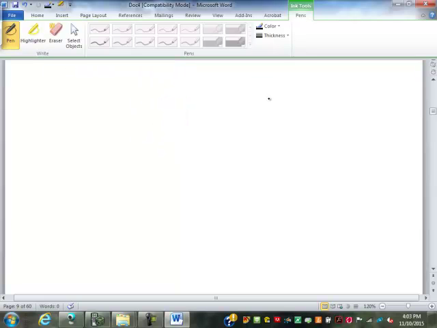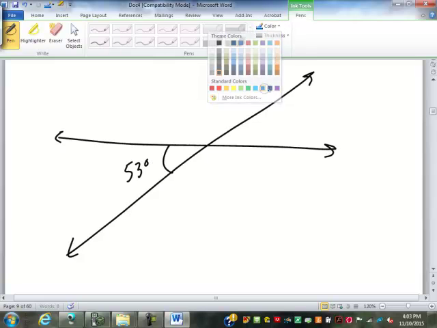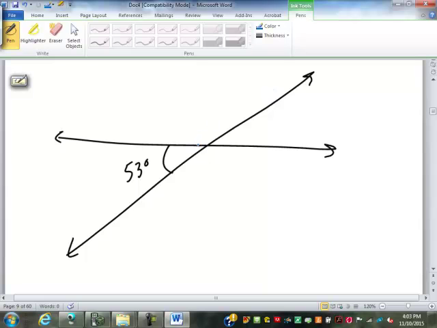So with this combination, especially with the supplementary angles, we can run into a set like this. If this angle here is 53 degrees, what else can I find out about this set of lines and the angles? Okay, this one here is also 53 degrees. How do we know that? Okay, they're two straight lines.